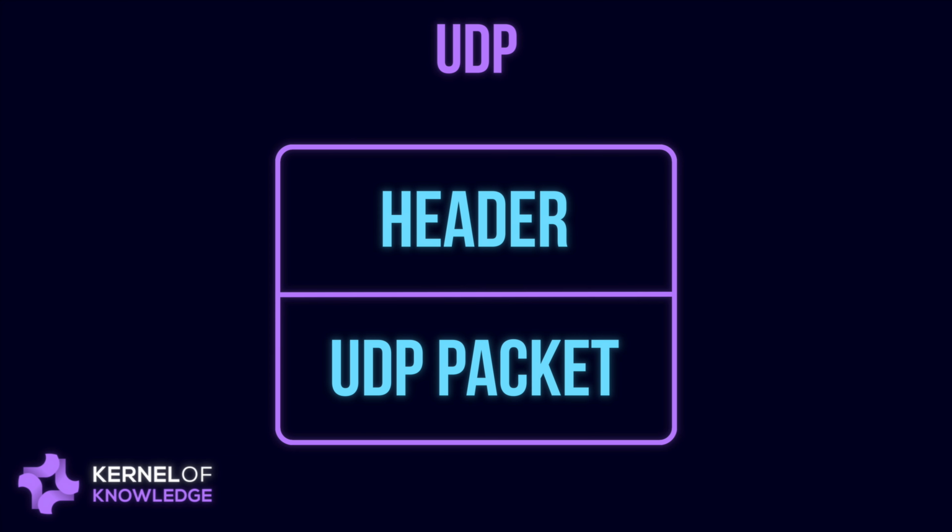UDP is very efficient for small messages, and it does have some size constraints, but ultimately UDP is a very useful protocol, and you'll find it's used for applications where speed is more important than reliability. So things like real-time media streaming, gaming, VoIP, those kind of things, where speed is more important than the reliability and the recoverability.